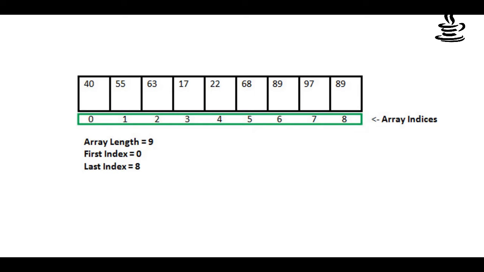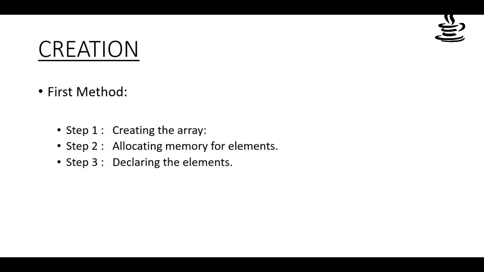Now let's see how we create an array in Java. For creating an array, we have a three-step process. First we create the array, afterward we allocate memory for the elements of the array, and in the end we declare the different elements. So let's head over to Eclipse and see how we perform it practically.